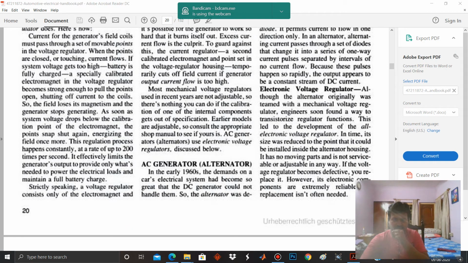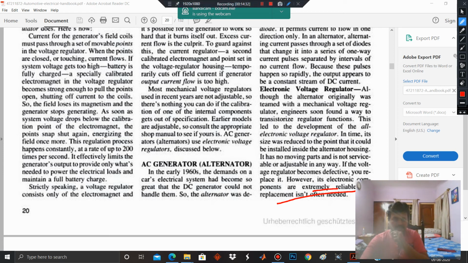Next comes the electronic voltage regulator. Although the alternator was originally teamed with a mechanical voltage regulator, engineers soon found a way to transistorize the regulator function. This led to the development of the all-electronic voltage regulator. Initially it was a mechanical voltage regulator, now it is electronic. In time its size was reduced to the point that it could be installed inside the alternator housing. It has no moving parts and is not serviceable or adjustable in any way. If the voltage regulator becomes defective, you have to replace it. However, electronic components are extremely reliable and replacement is not often required. This is the advantage: you do not need frequent replacement.